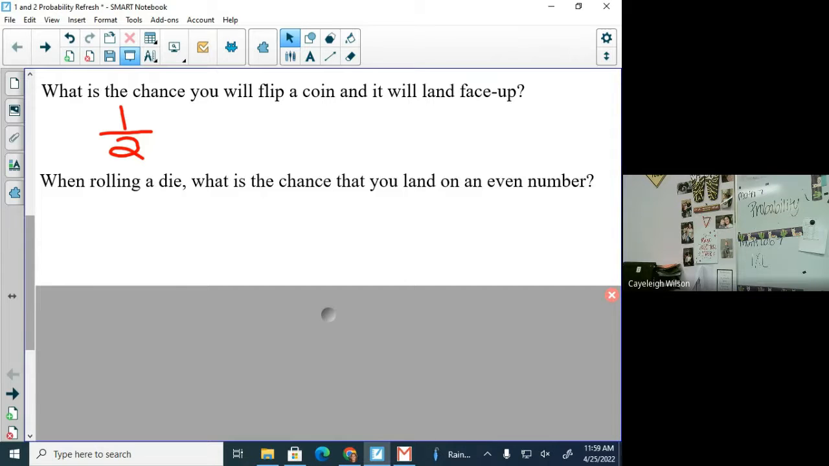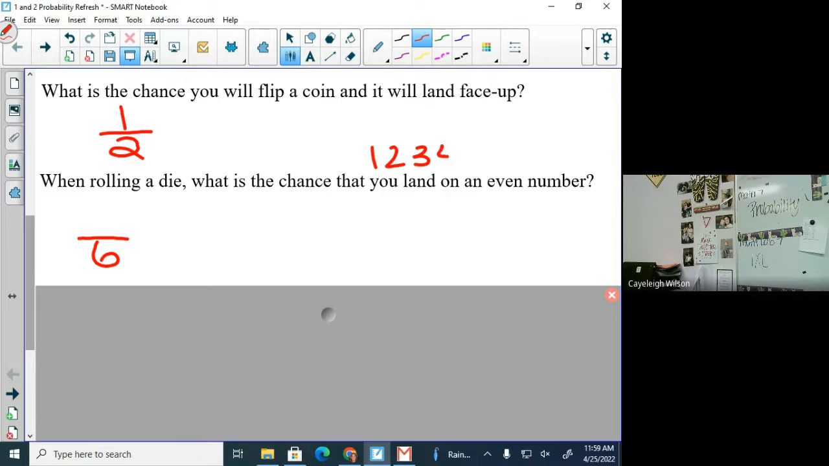All right, Roland, what do you think? Which is 1/2. The way that we know that is because how many sides are on a die? 6. 1, 2, 3, 4, 5, 6. So 6 is the total outcome. And they want to know how many of them are even.